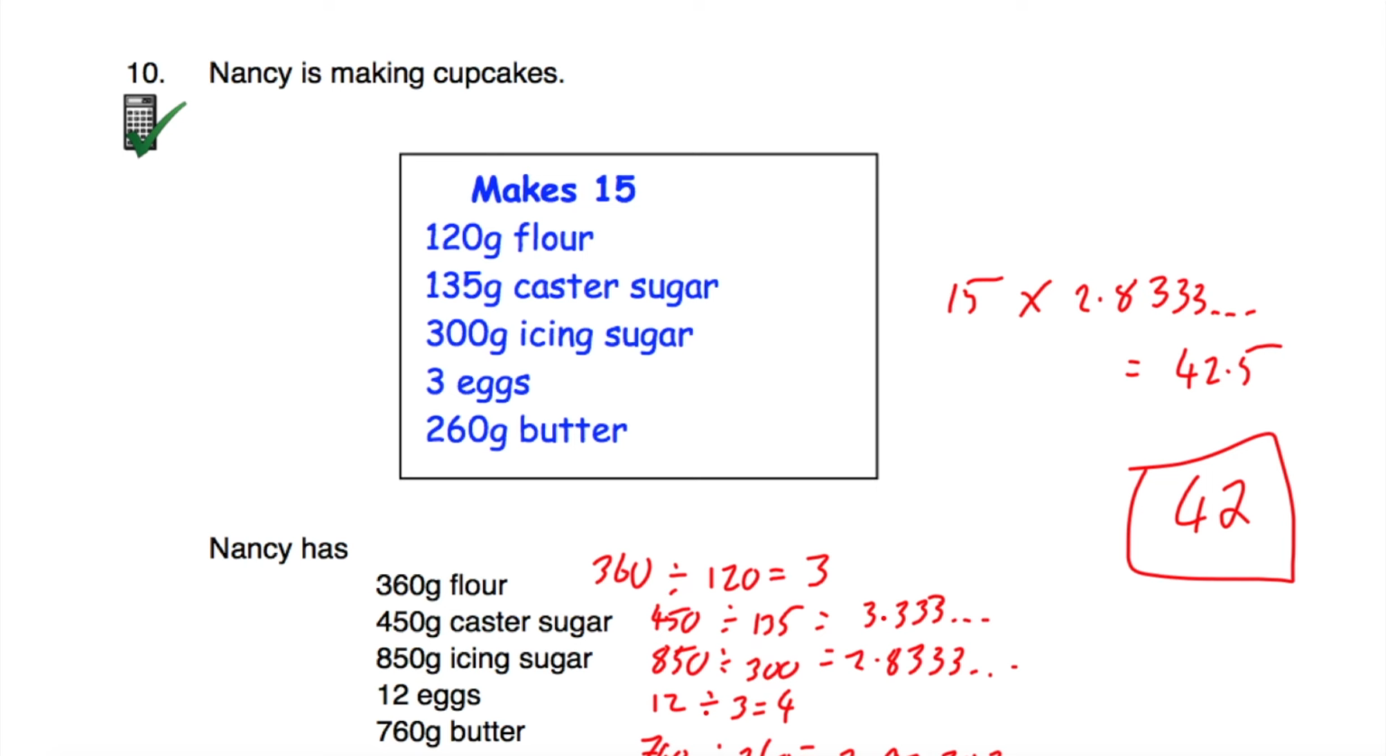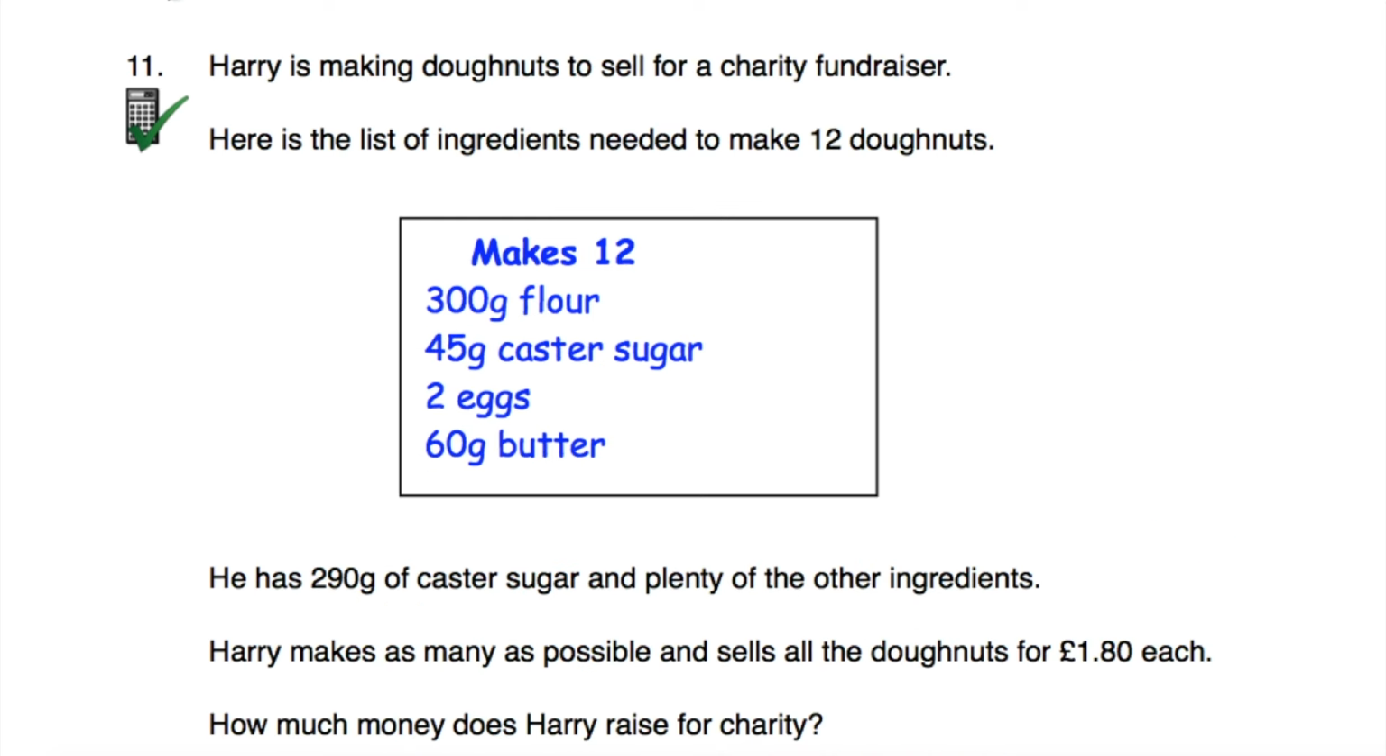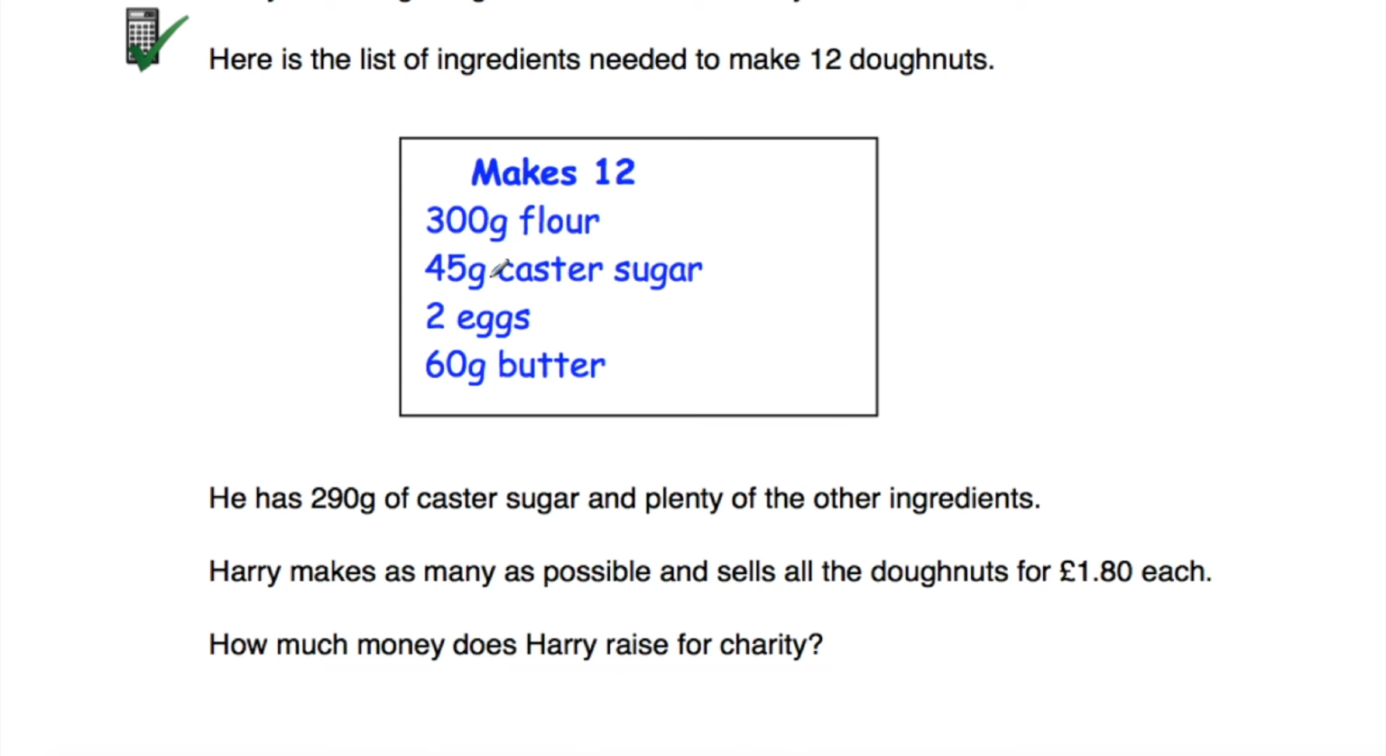Okay, let's look at our next question, question number 11. Question number 11 says, Harry is making donuts to sell for a charity fundraiser. And here's the list of ingredients he needs to make 12 donuts. So he needs 300 grams of flour, 45 grams of caster sugar, 2 eggs, and 60 grams of butter. Then we're told he's got 290 grams of caster sugar and plenty of the other ingredients. So he must have loads of eggs, loads of butter, and loads of flour. Harry makes as many as possible and sells all the donuts for £1.80 each. How much money does Harry raise for charity?